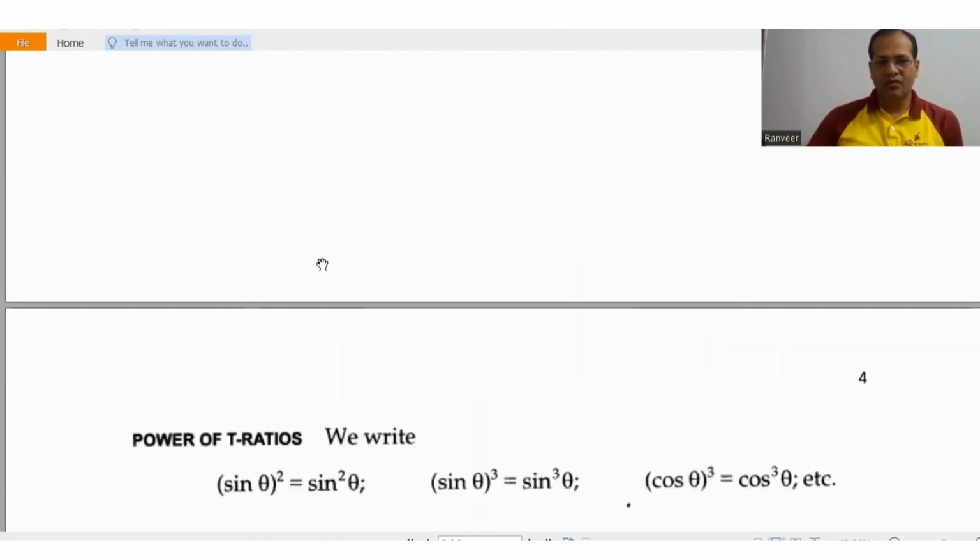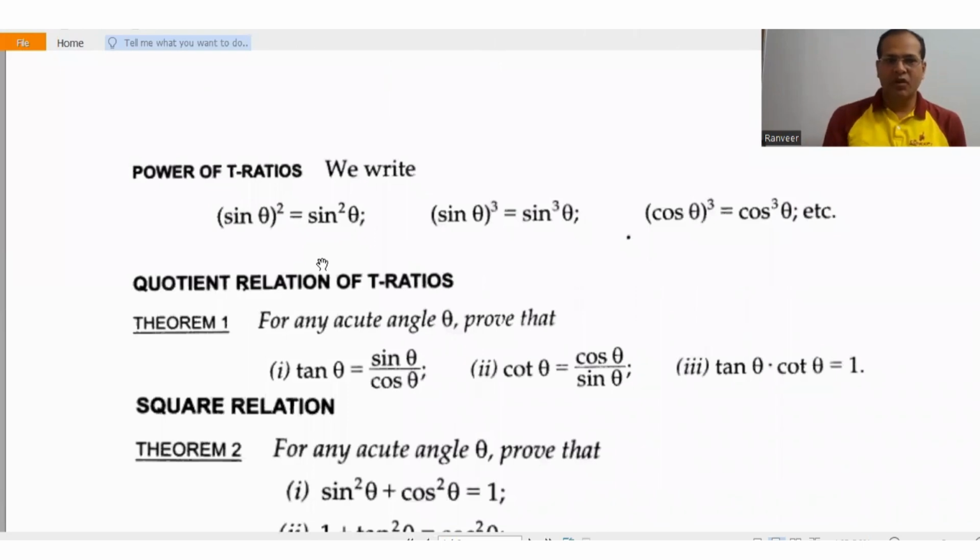Now this is the important thing. Sine square theta, this we can also write in this way. Sine theta power 3, we can write as sine cube theta. Cos power 3 we can write in this way. Now the important thing is the theorem. Tan theta we write as sine theta by cos theta. Cot theta is nothing but cos theta by sine theta, and tan theta into cot theta is always 1.